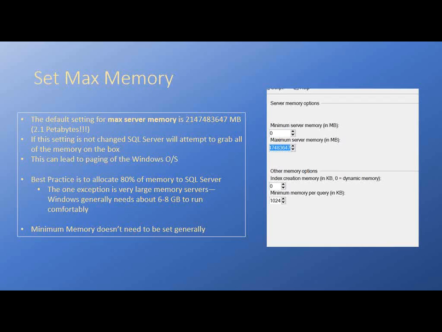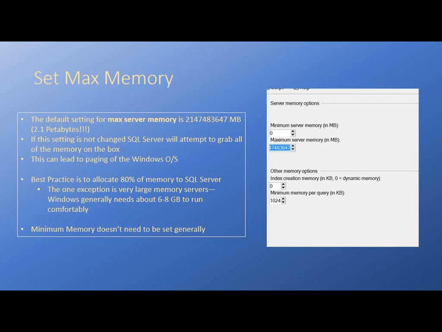One of the first rules we learn as DBAs is that memory is always faster than disk. The best practice for this, especially when we're talking about single instance servers, is to allocate 80% of the physical memory on the server to SQL Server. The one exception to this is if you're building really large memory servers. If you're working with servers that have 500 gig or a terabyte, then you really only need to allocate 6 to 8 gig to run Windows comfortably. Generally speaking, the minimum memory option doesn't need to be set.